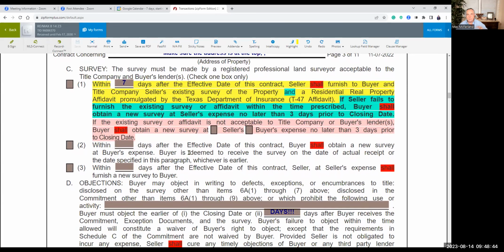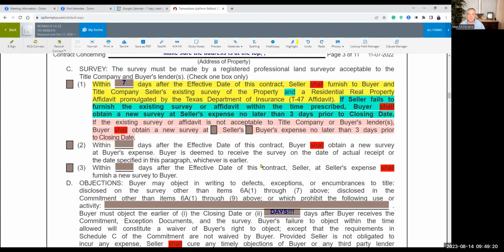On the survey, block 1, paragraph 1 is probably key, but there's 3 parts to it, and you have to follow all 3 parts. The first one is we're going to get the survey and the T47 when we get it. If we don't do that, on the listing side, if they don't provide it, then the buyer can order one, but not later than 3 days before closing. If you wait till the day before closing, right, that's not what the contract says. And then if the existing survey is not any good, then we decide who's going to pay for it.